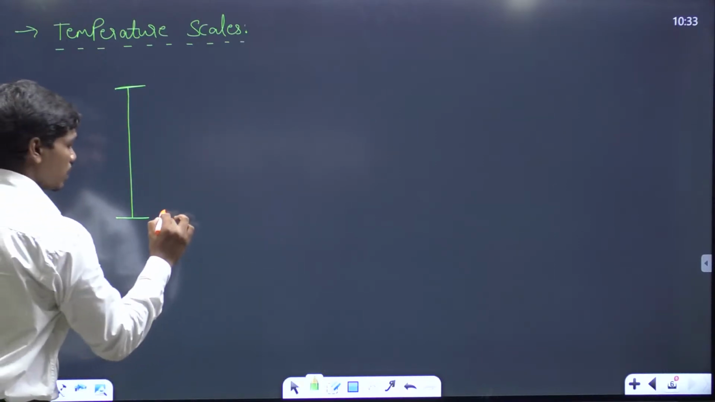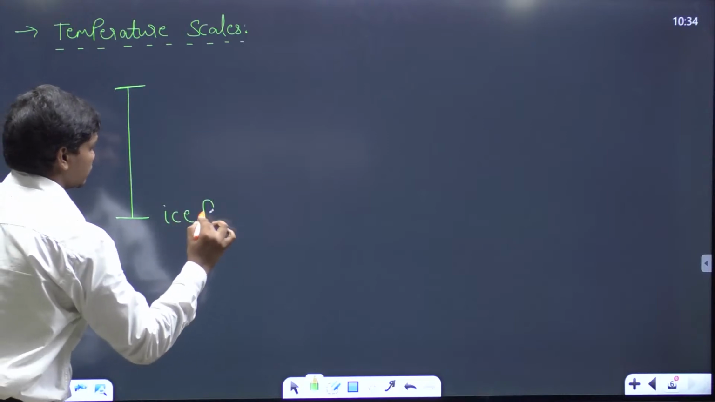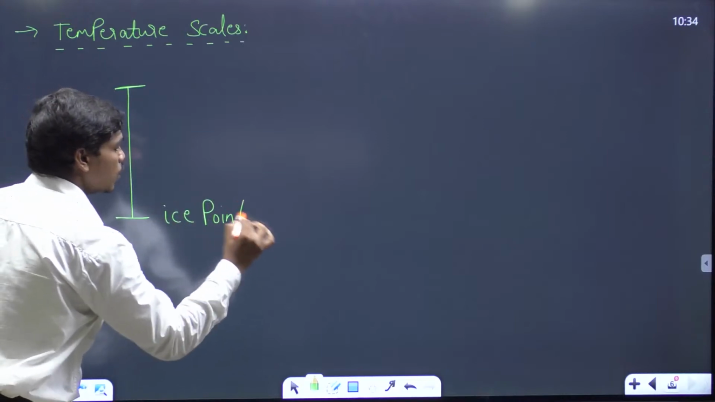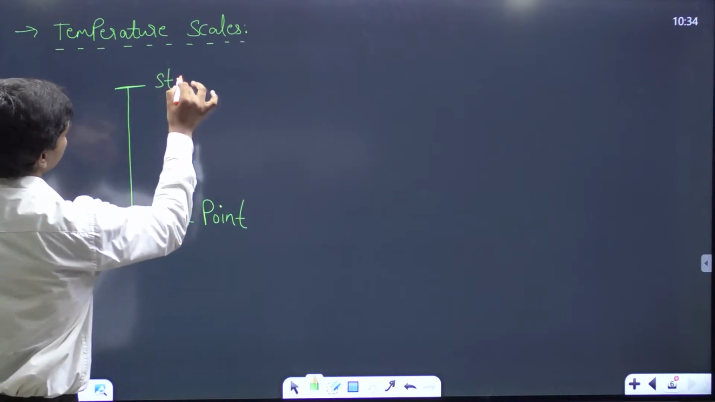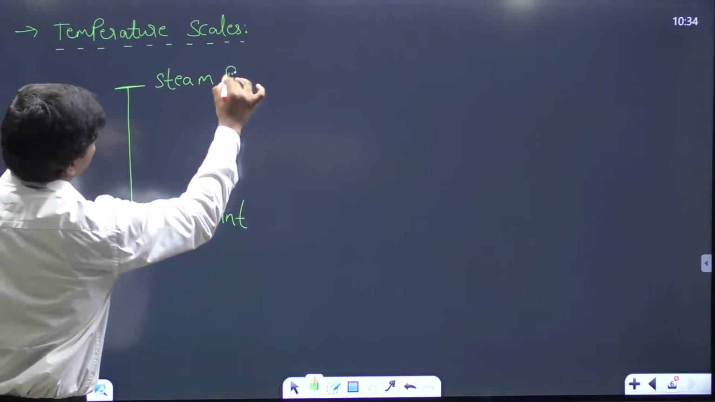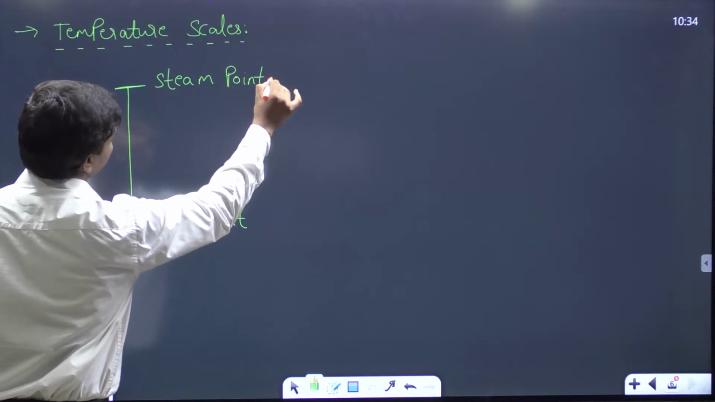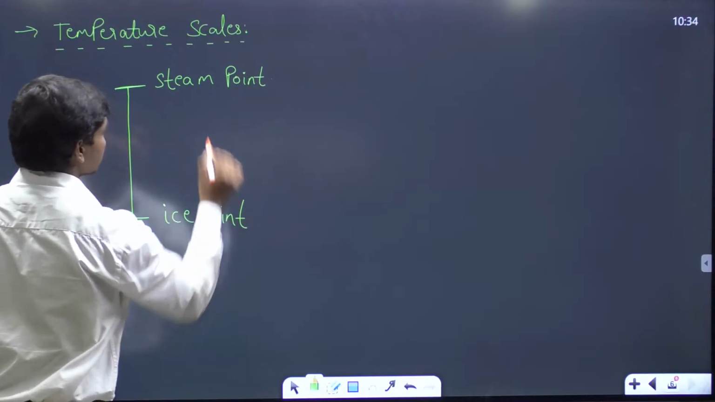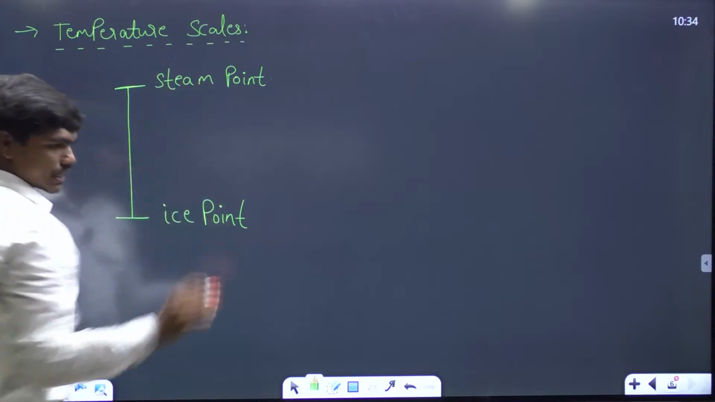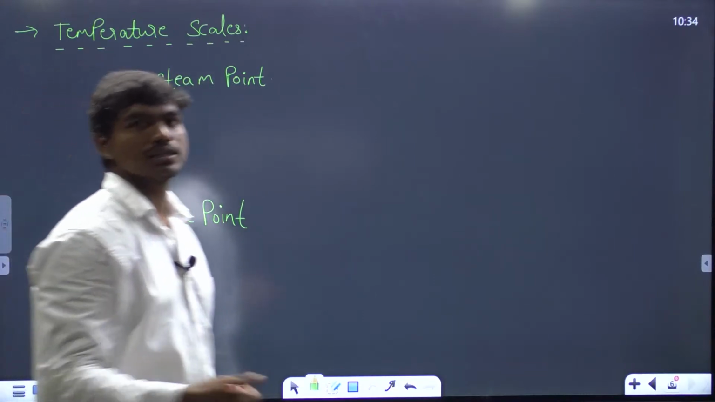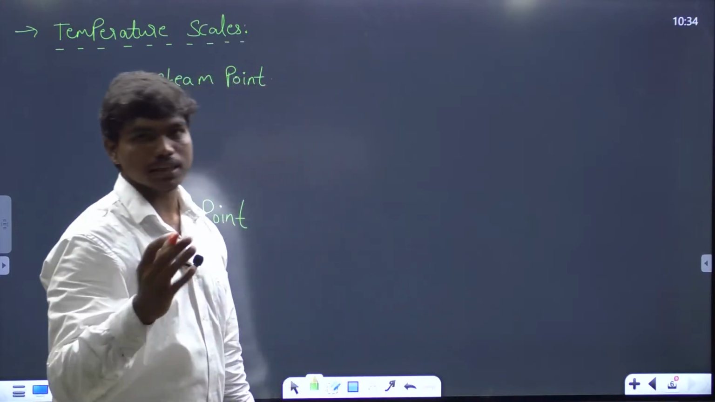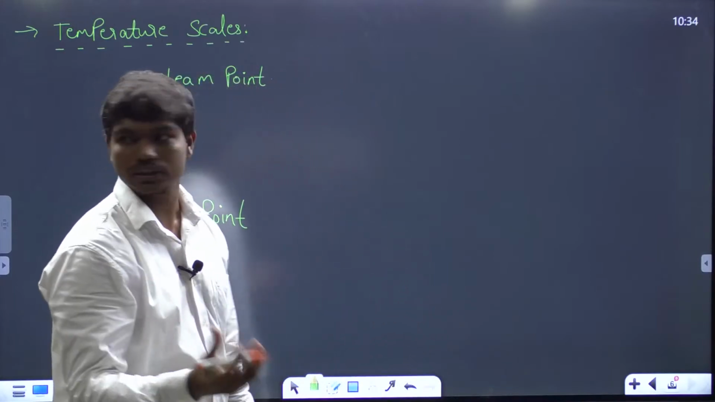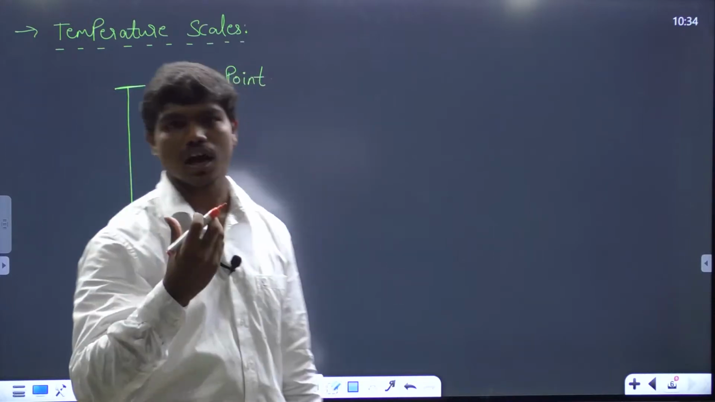So this is called the ice point, which is basically the lowermost limit of the temperature scale, and this is called the steam point. Okay, and because you can't define temperature exactly, you can just say it's a measure of the hotness or coldness of a body. Correct? So definitely when you are designing some thermometer, you should have some standard to fix the lower limit and also to fix the upper limit.